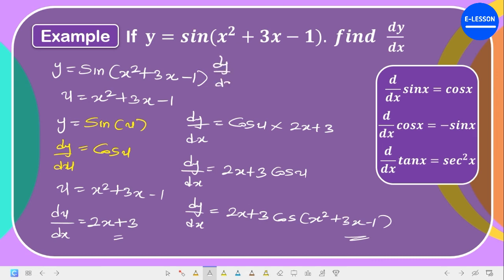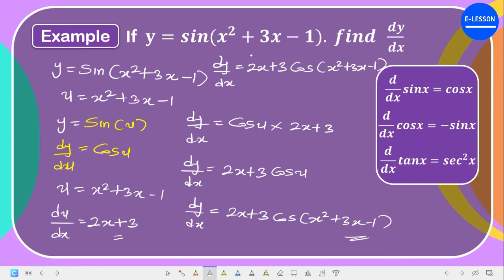Our dy over dx will be equal to, first of all, we said we usually differentiate what is in the bracket. Are we getting it? If we differentiate what is in the bracket, this will give us 2s plus 3. Then differentiate this sine. If you differentiate sine, it will give us what? Cos. Then write what is in the bracket again, and this will give us s squared plus 3x minus 1.